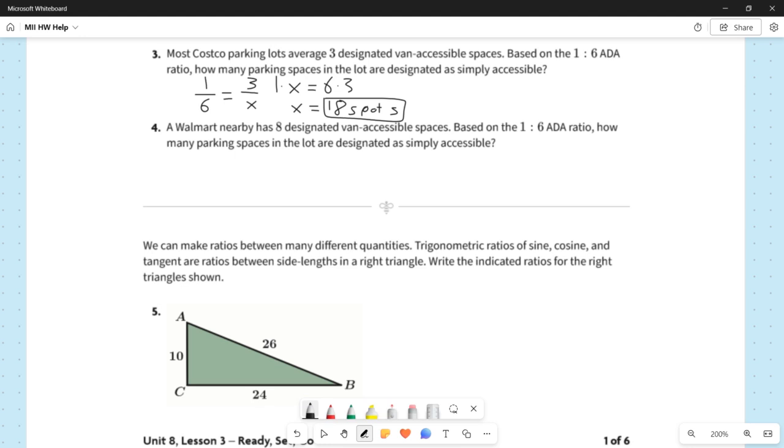We can also forego cross multiplication and just look back at our original proportion and say, all right, what do we need to multiply 1 by to get 3? Well, clearly we're going to multiply by 3. So if you do the same thing in the denominator, 6 times 3 gives us 18, which again is another way to get the same answer. And because these numbers work out pretty nicely, you don't necessarily need to use cross multiplication. But if the numbers weren't as nice, you might have to use cross multiplication if the numbers don't go evenly into each other.